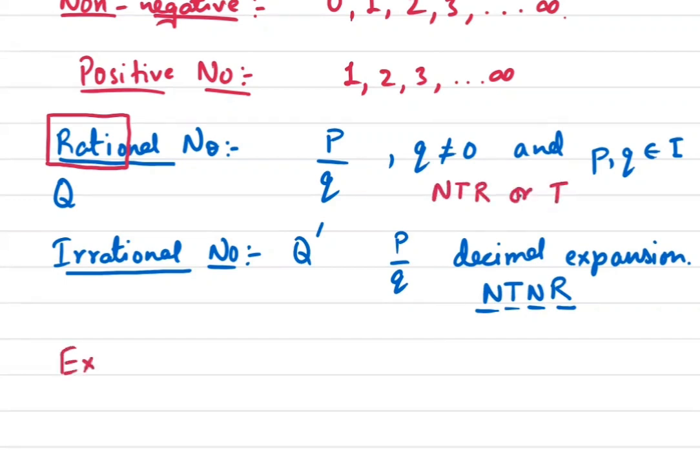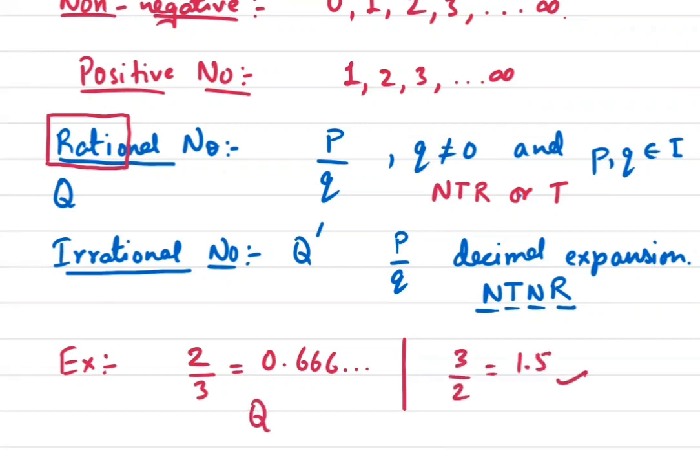All right. So we can take a few examples. Let's say, for example, we have 2 over 3. This is nothing but 0.666 and so on and so forth, right? So here it is non-terminating but repeating. 6 is repeating itself. So it's a rational number. But if we take 3 over 2, this is terminating, 1.5, isn't it? So this is also a rational number.